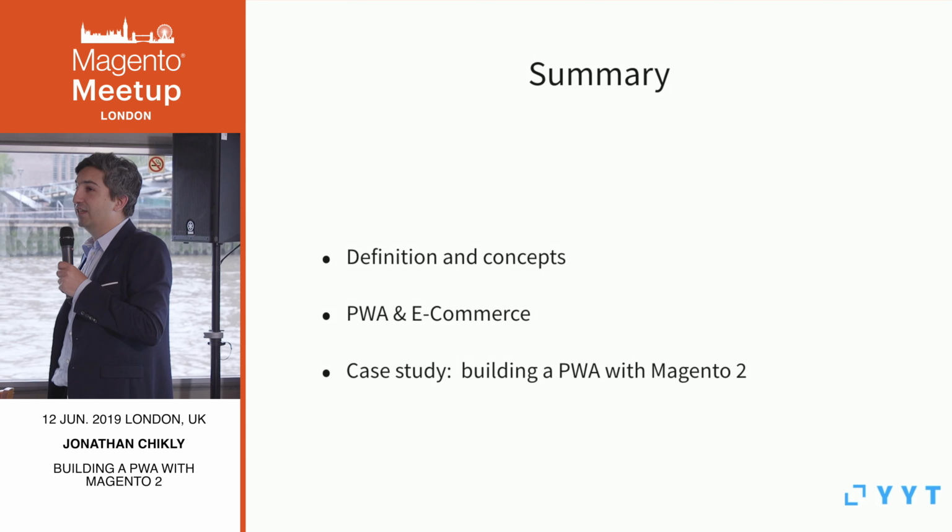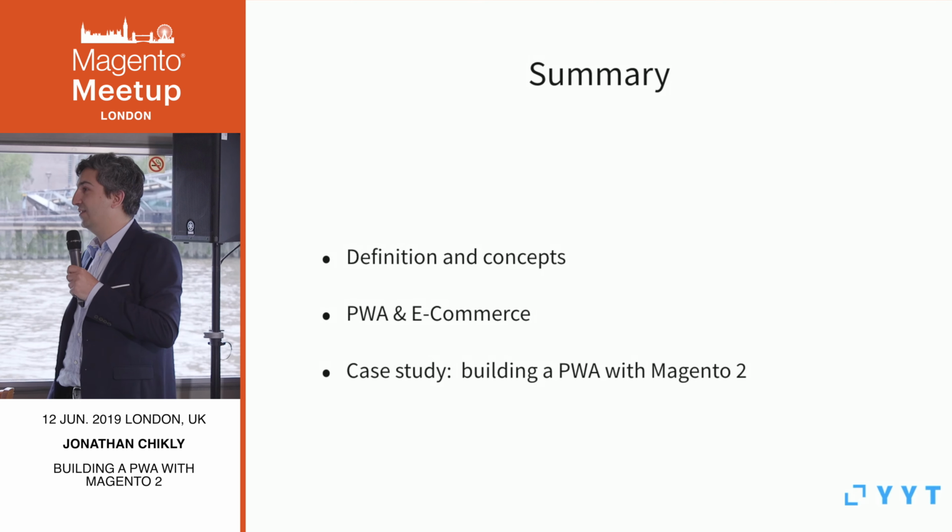And the last section is a case study where we're going to present the architecture of a progressive web app that we built using Magento 2 for the backend.